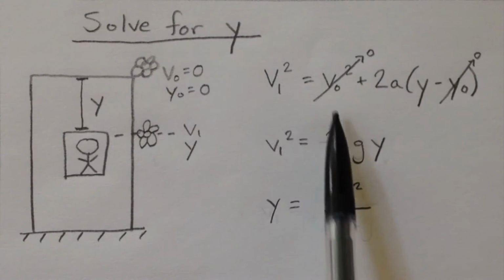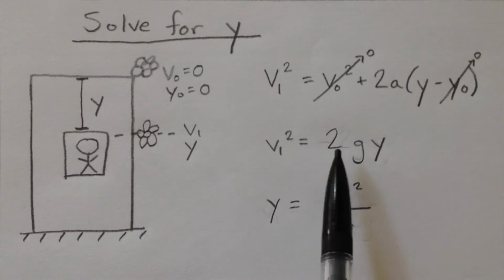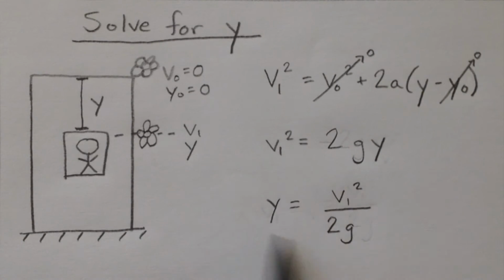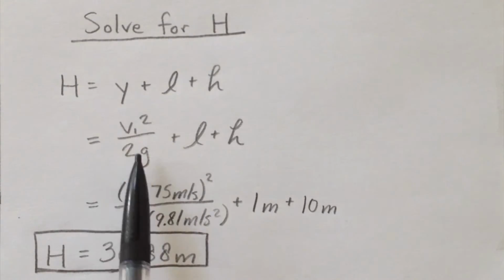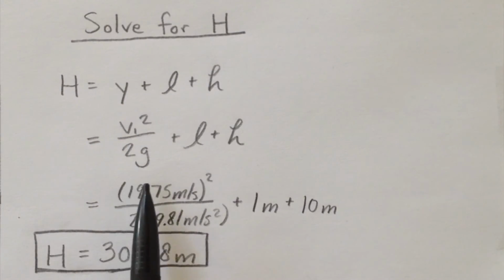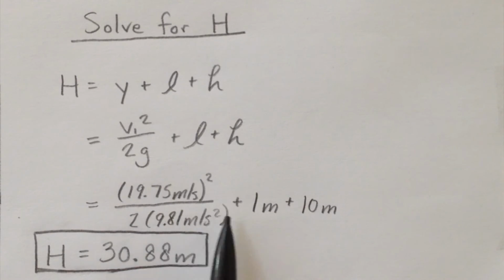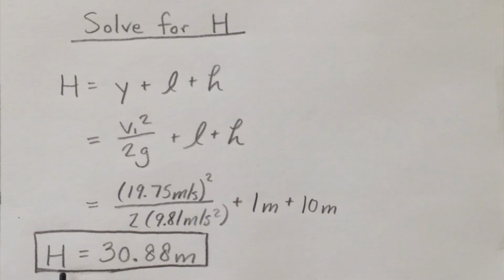We now substitute in the known quantities into our kinematic equation, and we can solve for y, the distance between the top of the building and the top of the window. With our expression for y, we can now complete the goal of solving for the height of the building. We substitute in the values in the problem statement and the value for v1 found in part A to find that the height of the building is 30.88 meters.